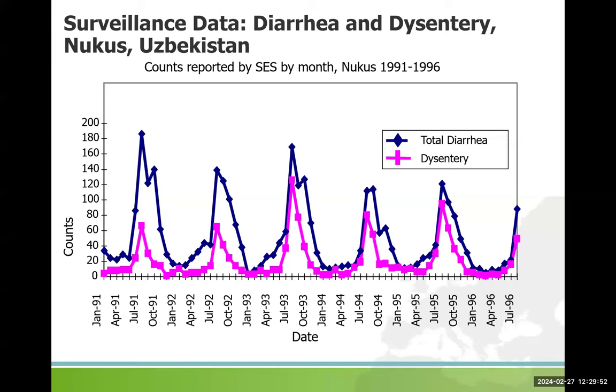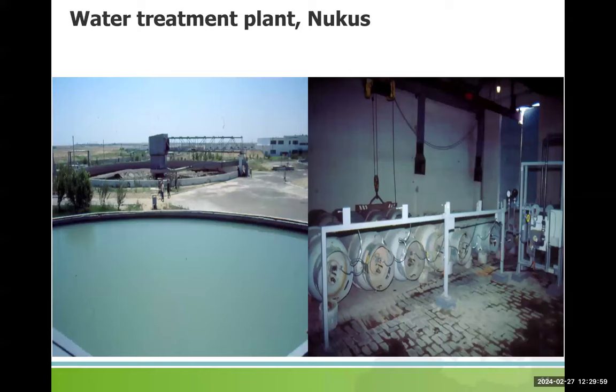Why do we see these summer peaks of diarrhea? So we went to the water treatment plant in Nukus, and we saw that it was fully operational. And in fact, on the right, you can see these chlorine canisters that chlorinate and disinfect the water source for the city of Nukus. So we are kind of puzzled, and we asked our question, how can we potentially document that the water supply is at fault here that leads to these summer outbreaks of dysentery and diarrhea?